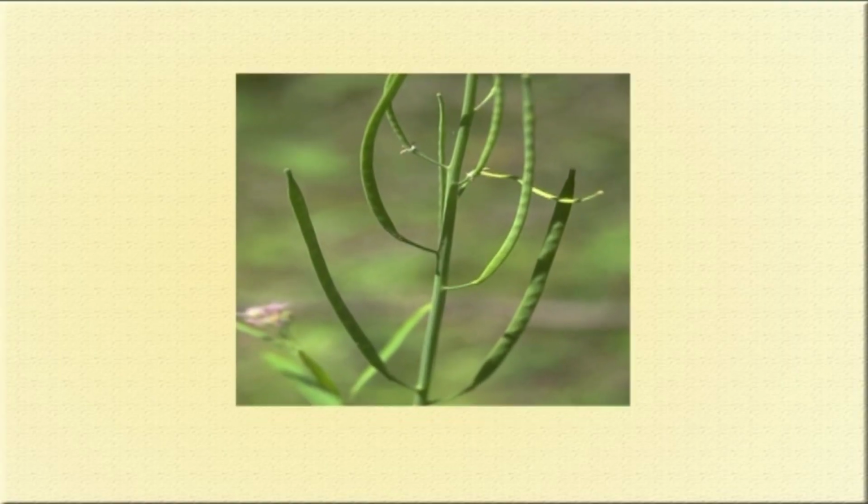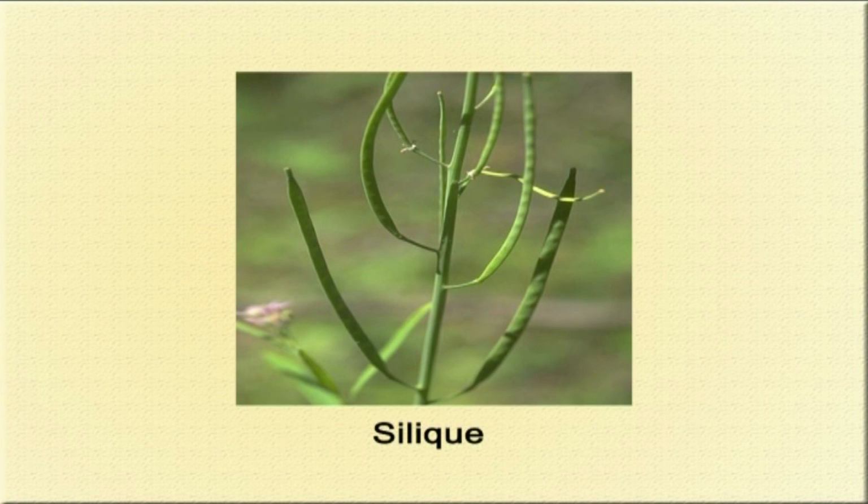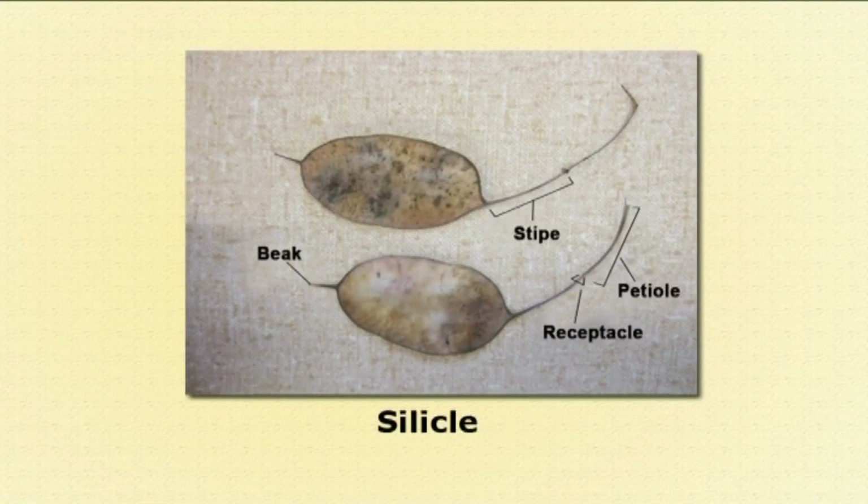Now, the fruit. Fruit is here either siliqua or silicle. What is the difference between siliqua and silicle? In the case of siliqua, it is longer than broad, but in the case of silicle, it is the opposite. It is broader than it is long.